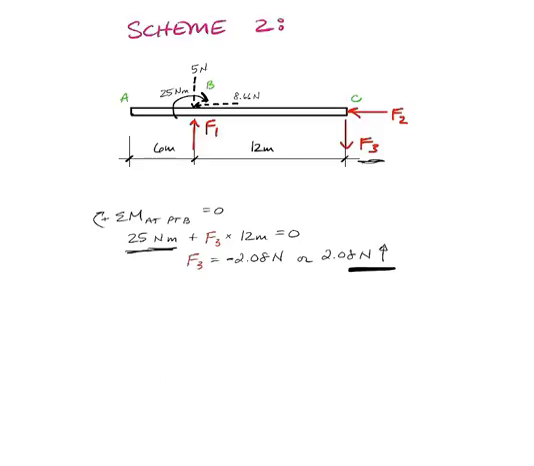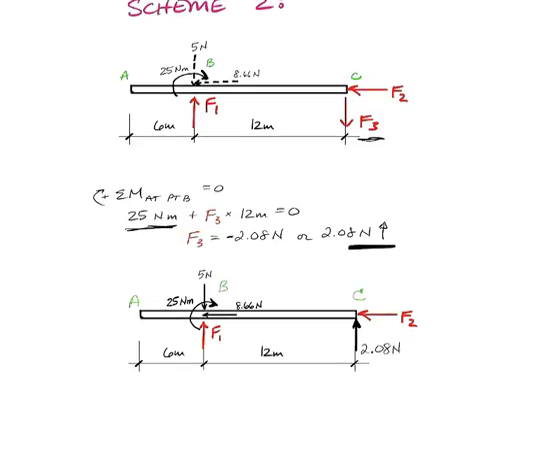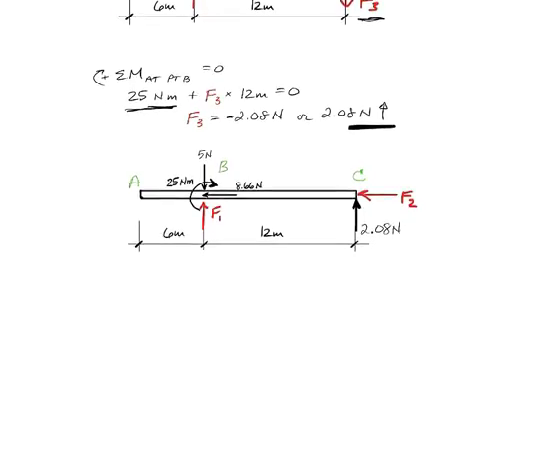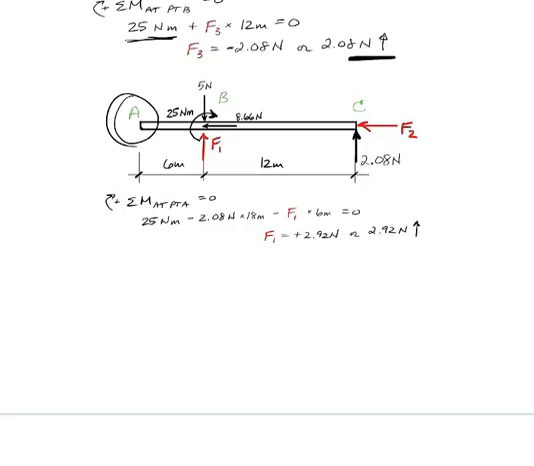Go ahead and now recreate our solved free body diagram. We've turned one red arrow black, so this is what our free body diagram now currently looks like. Our scheme now is going to ask us to sum moments at point A. So I'm going to do that again all the way out here, giving me the ability to solve for F1.